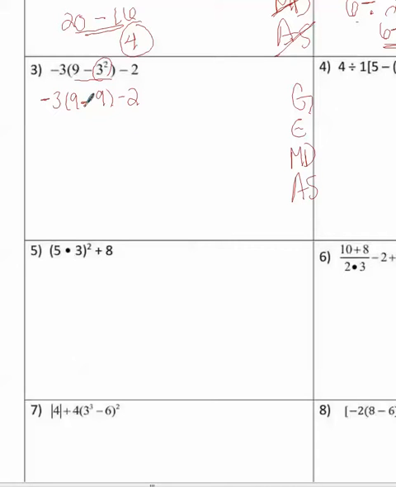So you keep going with your grouping. 9 minus 9 is 0. Keep the parentheses there. So your grouping is done. You have no exponents. So now you want to multiply or divide from left to right. So -3 times 0 is 0. Minus 2. So your multiplying and dividing is done. Add and subtract from left to right to get -2. Circle your final answer.